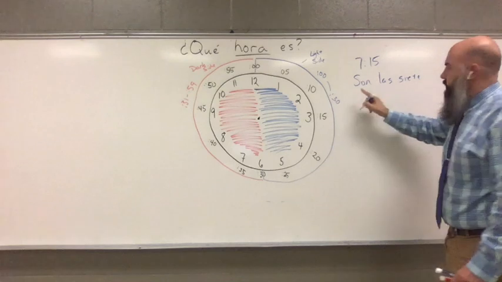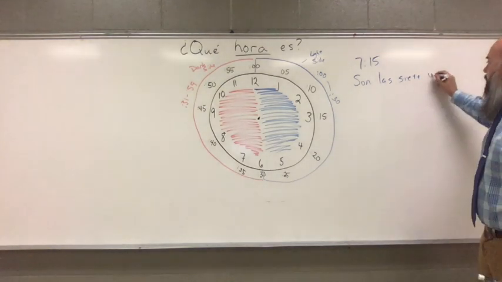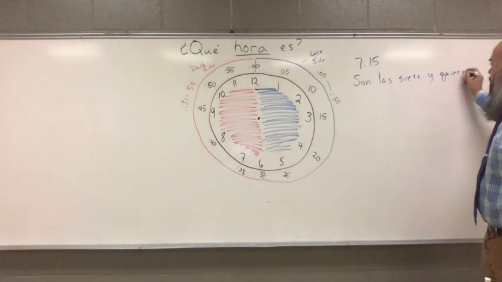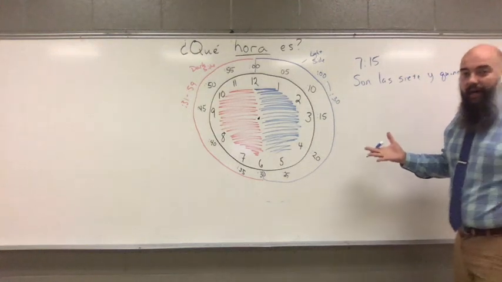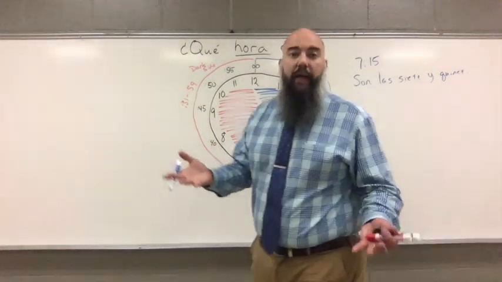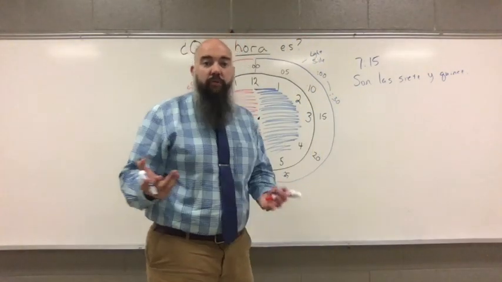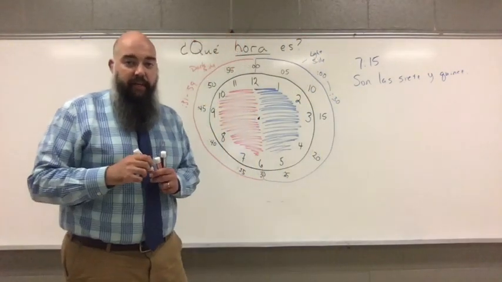siete. All right, son las siete, as we've learned, y quince. Okay, son las siete y quince. That's happy. That's kind of how we do it in English. That's why I call it the light side. All we have to do is say it's 7 and 15.